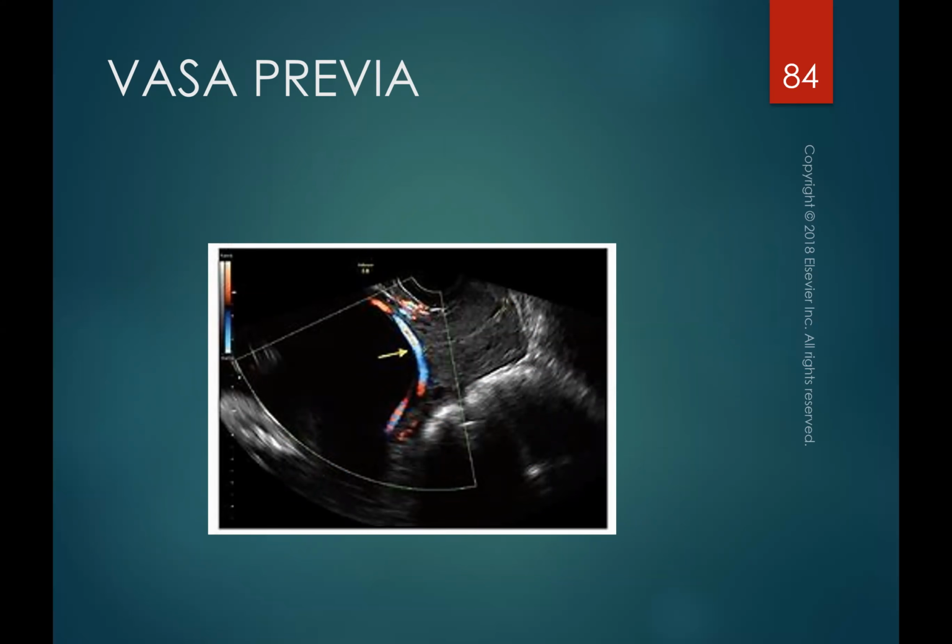This is the picture that I put in, which I think is a lot better. But okay, so this is transvaginal ultrasound. This is the cervix here. You put vascular flow and you see this artery veins running across the cervix and they don't move. This is considered a vasa previa.